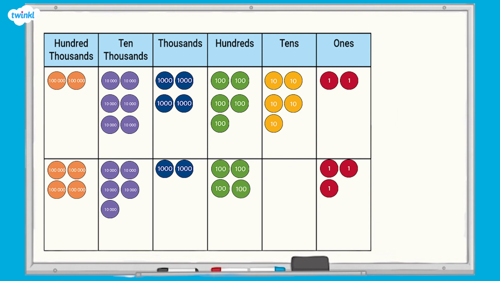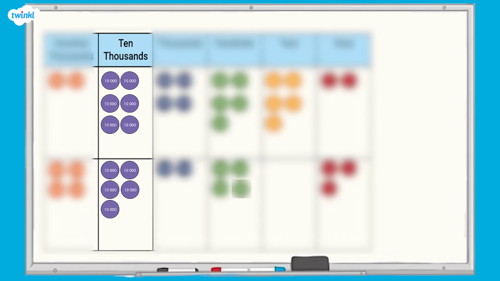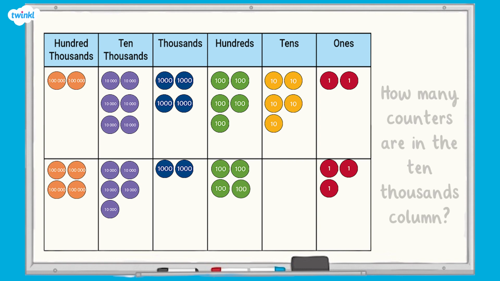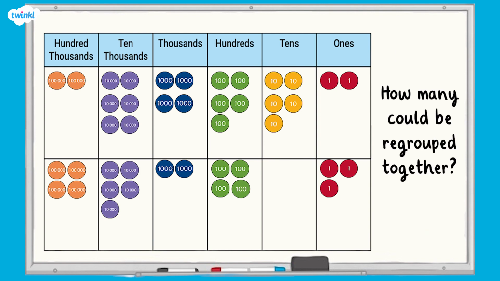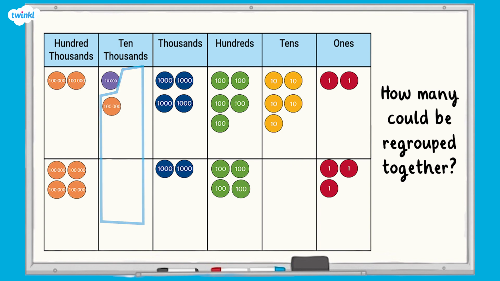In this calculation, this isn't the only column that needs regrouping. Let's have a look at the 10,000s column. How many counters can you see? There are 11 counters here. How many could we regroup together? That's right, we can take 10 of them and regroup them as 100,000, then move this into the 100,000s column.